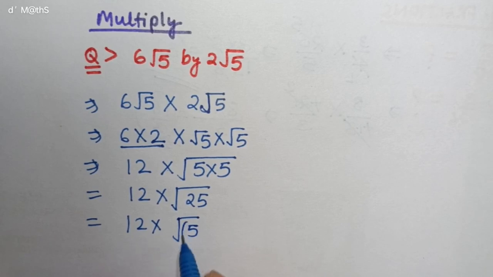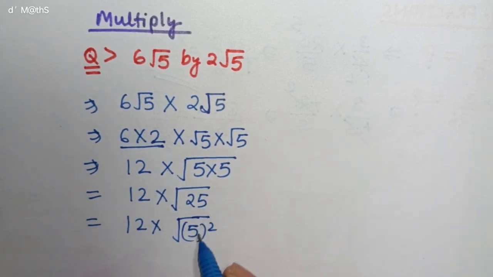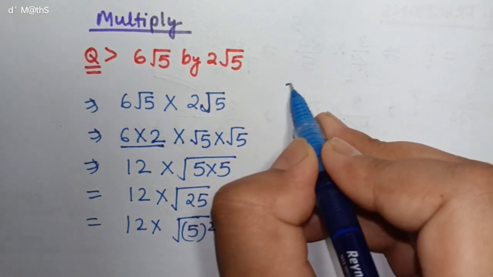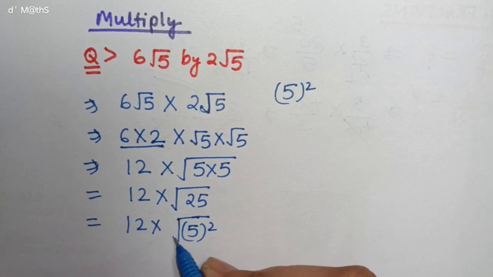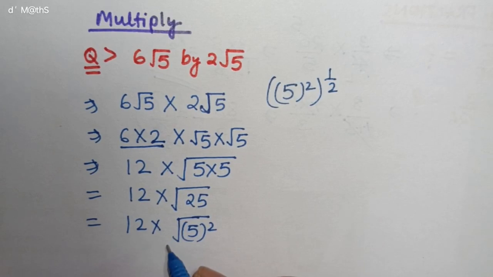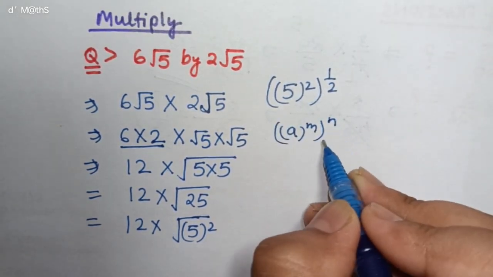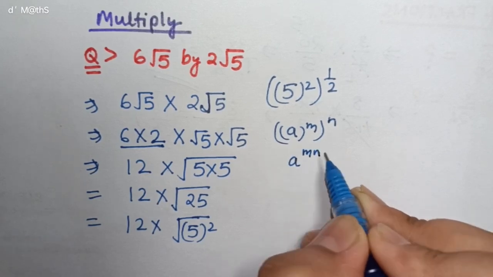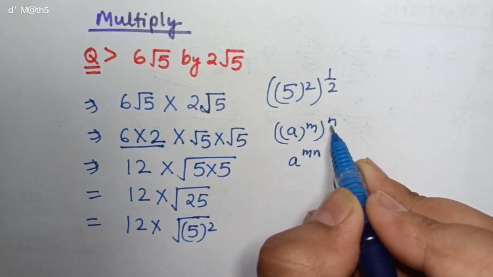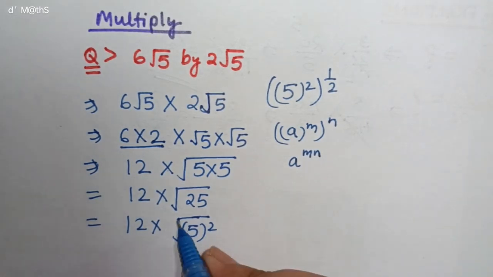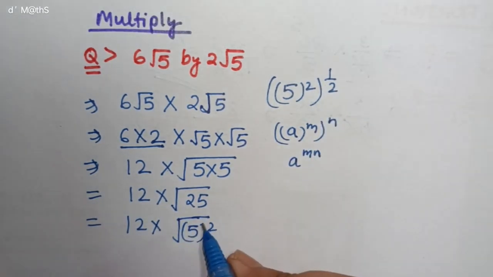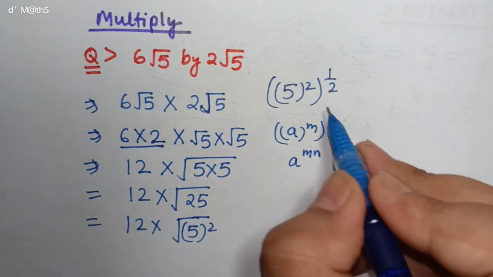So 12 into what can you write for 25? You can write 5 square is 25. Now I am going to tell you the trick behind under root. If some number is written, suppose 5 square written under root, then it means that 5 square has a power half. Now according to your law of exponent, if a to the power m to the power n is given, then it will become a to the power mn. So root 5 square means 5 square has a power of half.